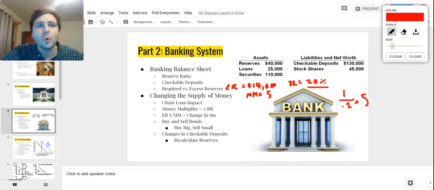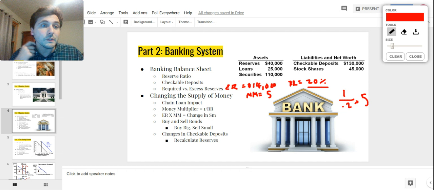Now I can find my total change in the supply of money that this bank can do, right? This bank can give out $14,000 of excess reserves. That's their initial change in the money supply. But that 14,000 can have a multiplied impact in the banking system as a whole.